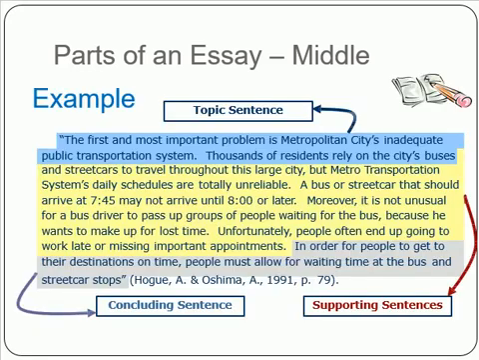Look at the example. Here I have provided one paragraph of the middle part of an essay, and look here in blue I have provided the topic sentence. The first sentence of this paragraph is the topic sentence, whereas in yellow are the supporting sentences, and then in gray is the concluding sentence. The supporting sentences provide evidence to support the idea presented in the topic sentence, and the concluding sentence concludes the entire discussion.